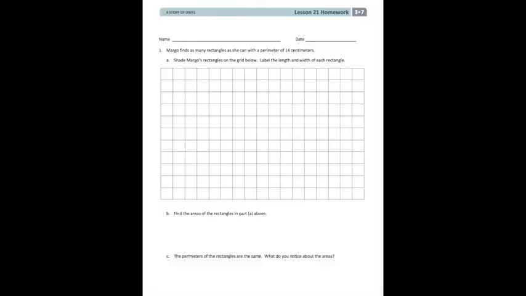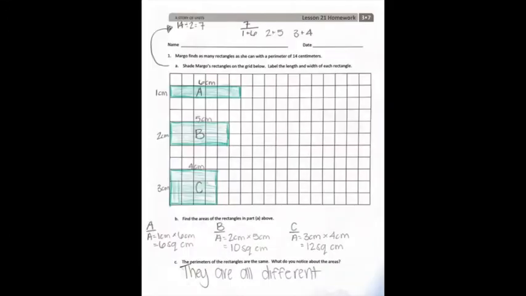And then since this is the last lesson before your assessment, you're going to do your homework and you're going to come back to this video and we're going to go over the lesson 23 exit ticket as well as the lesson 23 homework. The first thing we're going to do is go over the lesson 21 homework. So go ahead and have that in front of you. And let's look at number 1.